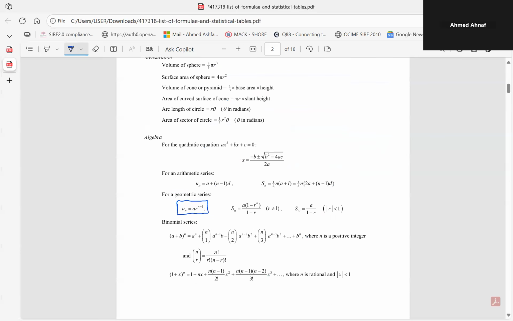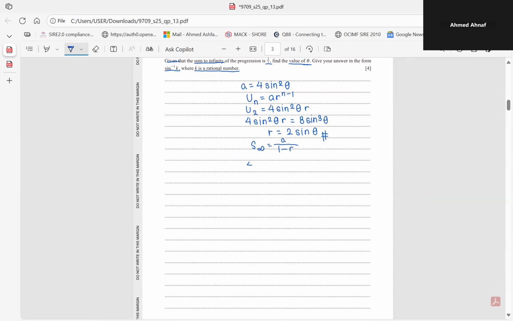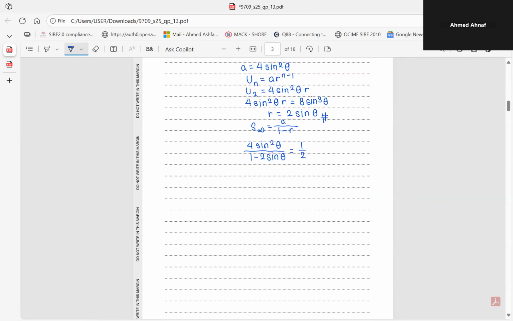And now let's look at the formula for the sum to infinity. This is the formula for the sum to infinity, A over 1 minus R, where the modulus of R is less than 1. So let's write down S infinity equals A over 1 minus R. Okay, so 4 sine squared theta over 1 minus 2 sine theta equals 1 over 2. So cross multiplying, we'll get 8 sine squared theta equals 1 minus 2 sine theta.